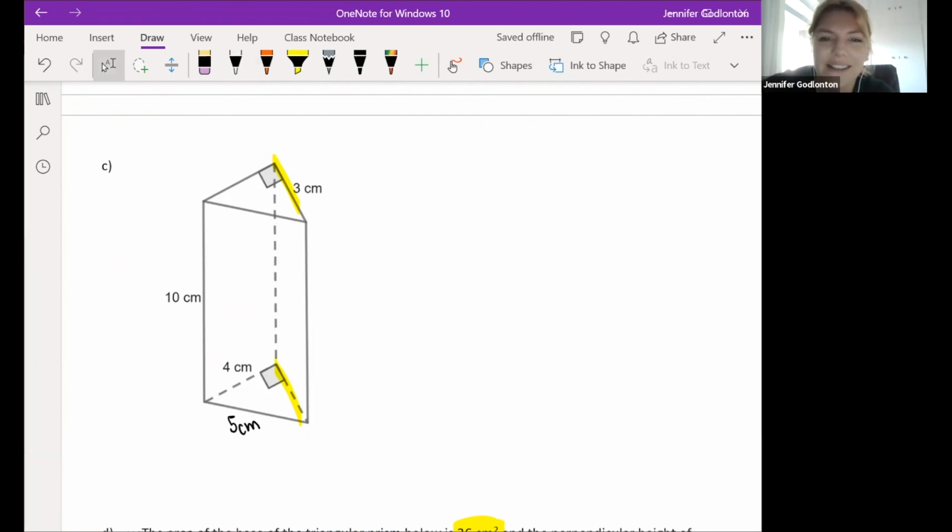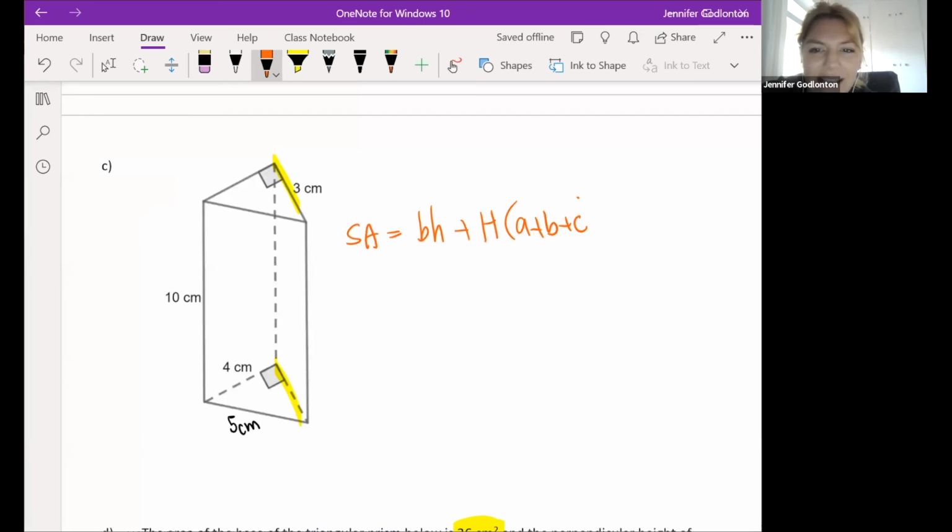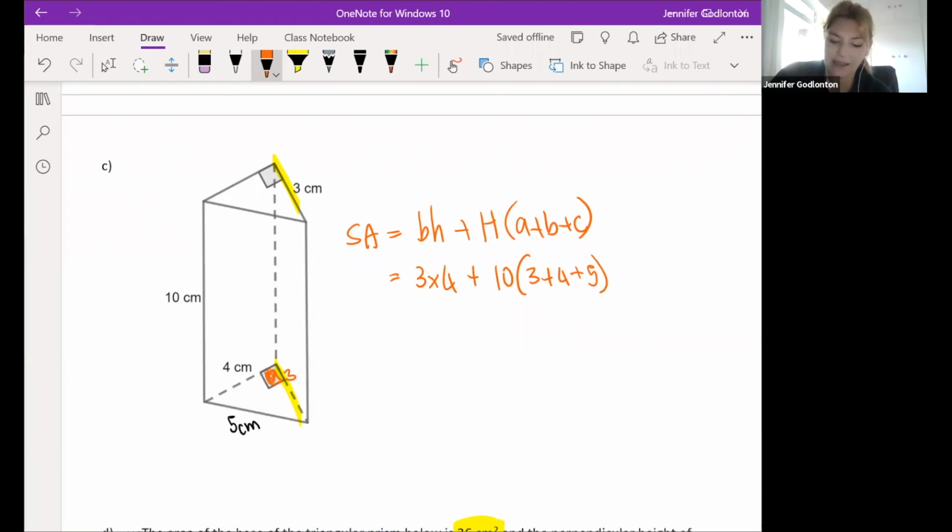Let's see who got this right. Surface area, exactly. Pens down. Base times height plus big H times A plus B plus C. BH is going to be our 4 and our 3 because they are at 90 degrees to each other. So 3 times 4 plus capital H is 10, in brackets, our 3 sides of our triangle: 3 plus 4 plus 5. So we're going to get 12 plus 10 times, and we get an answer of 132 centimeters squared.